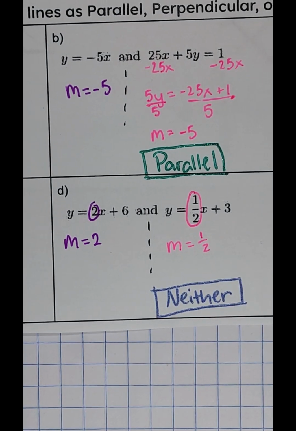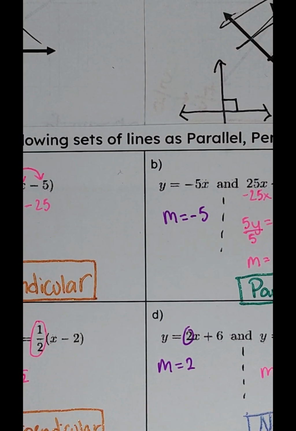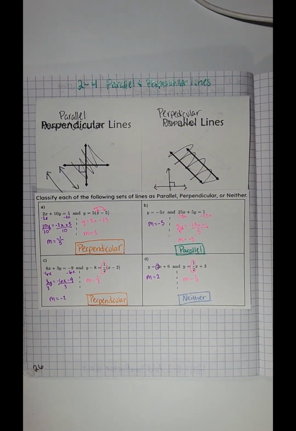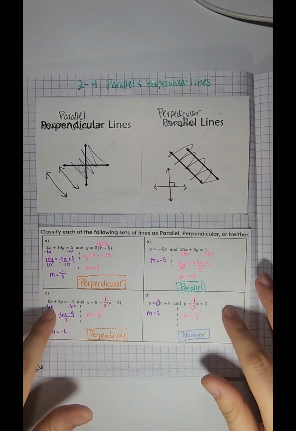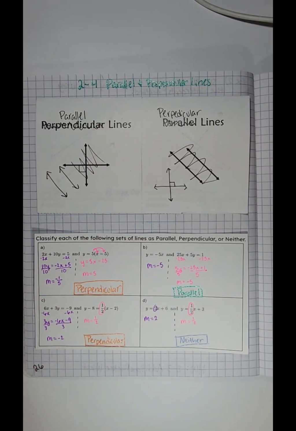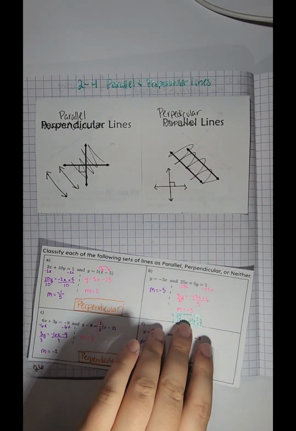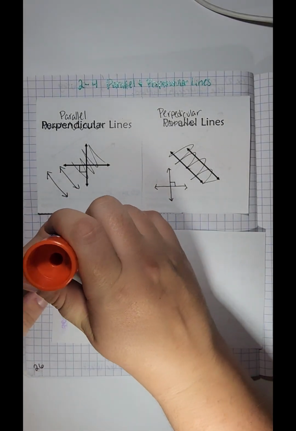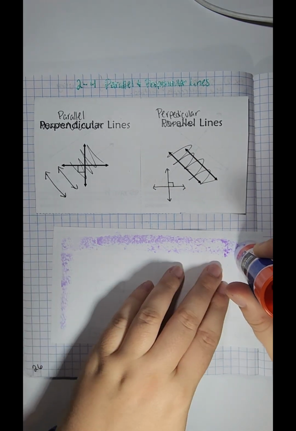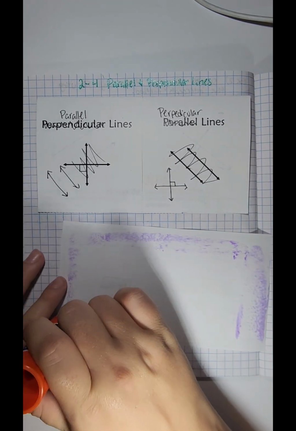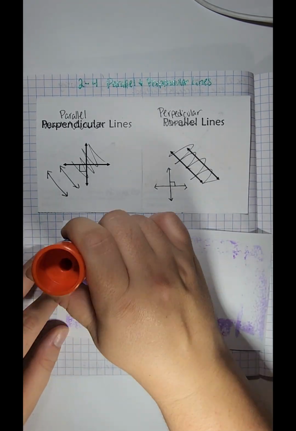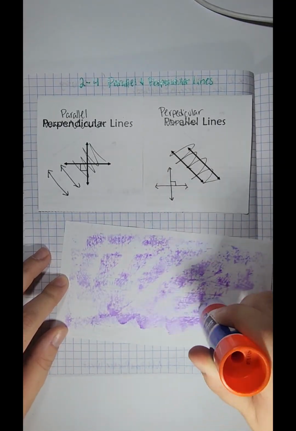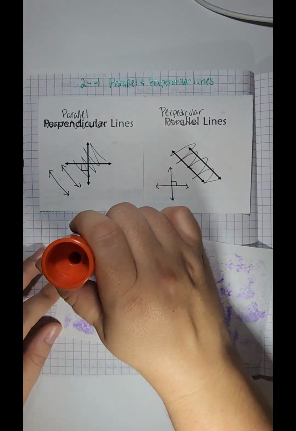Okay, once we have that complete, I'm going to zoom back out so you can see my notebook page again. We are going to again glue this into our interactive notebook. So I'm going to flip this over and glue. You can go ahead and pause this video, glue your piece in, and once you have your page glued into your notebook, you can go ahead and press play and resume the video.